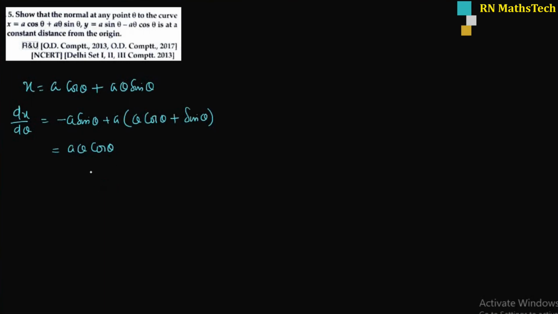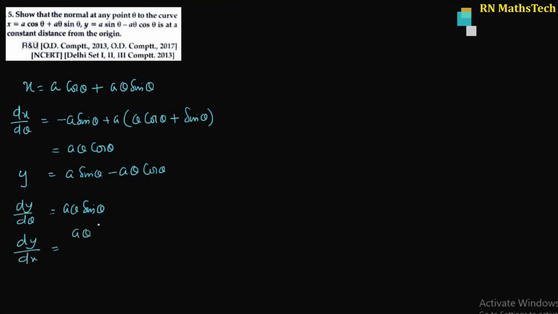Okay, now y is equal to a sin theta minus a theta cos theta, dy by d theta is equal to a theta sin theta. By simplifying, take the derivative. Now dy by dx is equal to dy by d theta divided by dx by d theta, which is equal to tan theta.